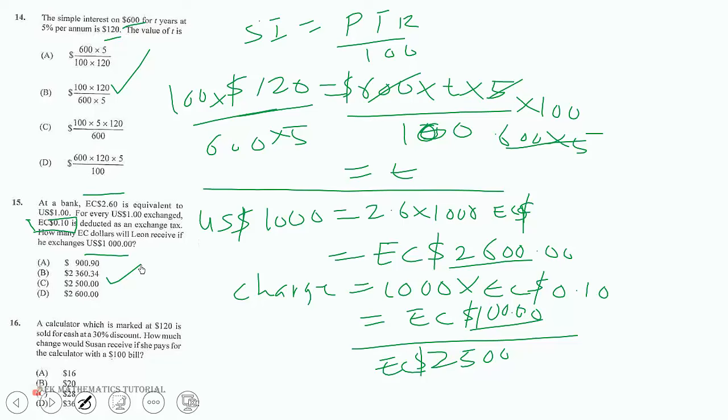A calculator which is marked at $120 is sold for cash at a 30% discount. How much change would Susan receive if she pays for the calculator with a $100 bill? So the price of the calculator will be equal to 70% of 120.